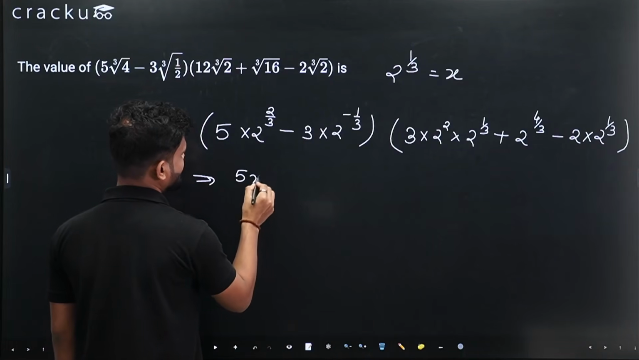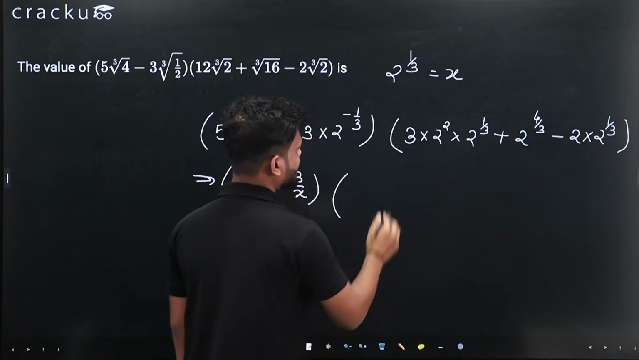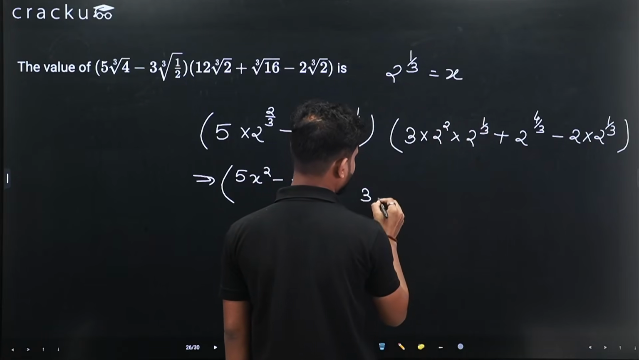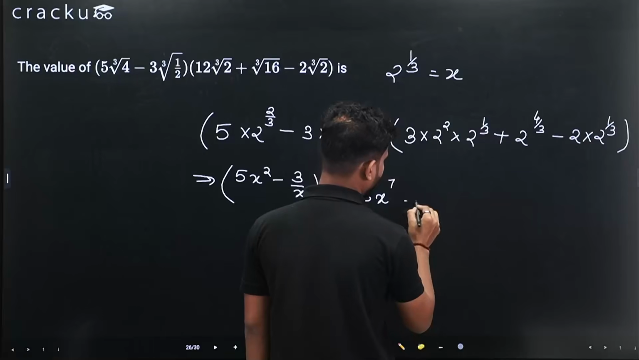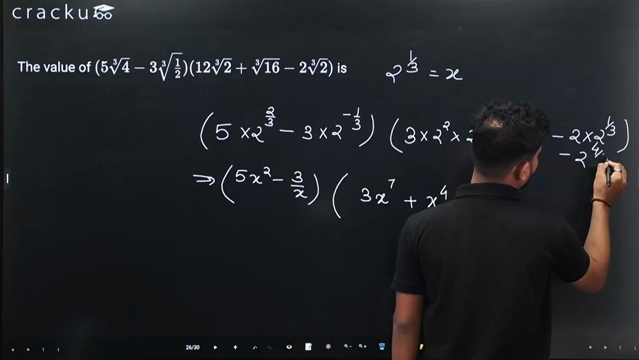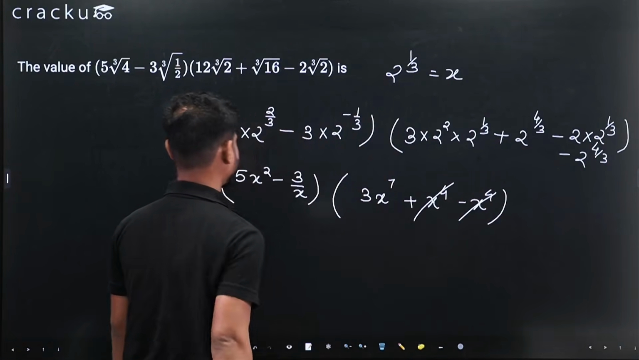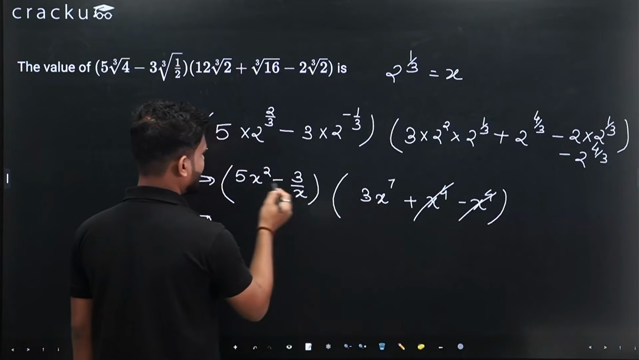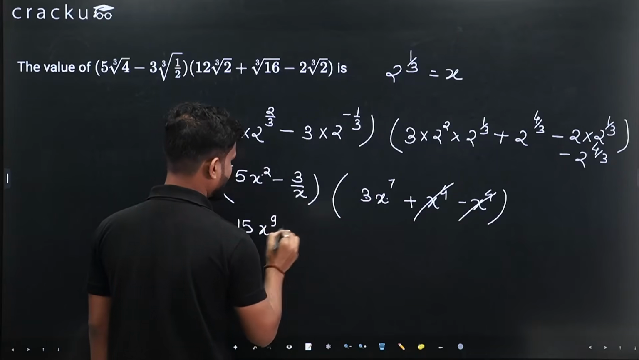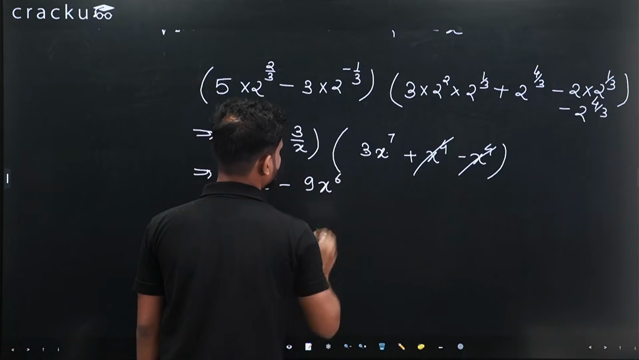You will get 5x square minus 3 upon x into 3 into, this is 3 into 2, 6, 6 plus 1, 7. So x raised to 7 plus x raised to 4. What is this? This is nothing but minus 2 raised to 4 by 3, which is minus x raised to 4. From here this and this will get cancelled. What do you get? You get 3 into 5, 15, x raised to 7 into x square, x raised to 9, minus 3 into 3, 9, by x into x raised to 7, x raised to 6.